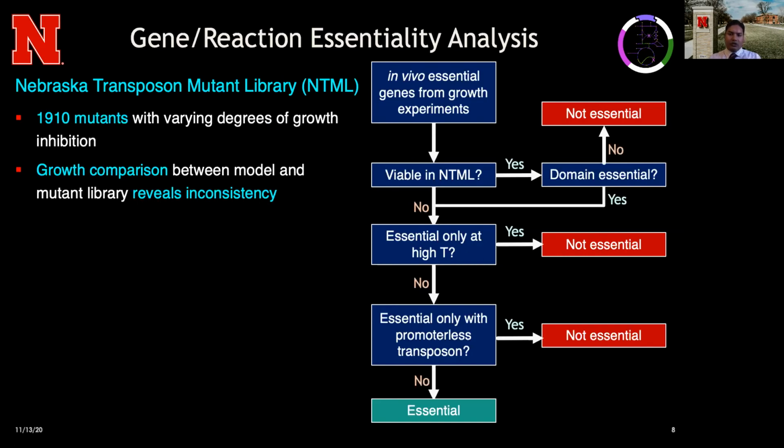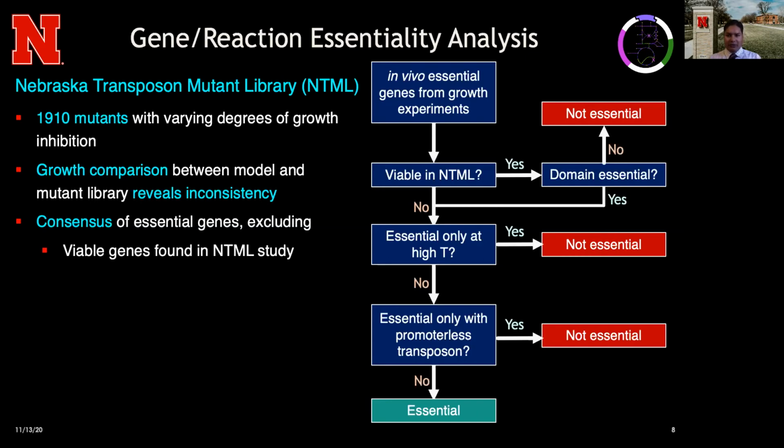Therefore, the true set of essential genes required further scrutiny, which is why, as a conservative estimate, we used a consensus set of essential genes by utilizing the existing knowledge base and also our own experimental findings. Genes reported to be essential in any sources were considered essential unless there was evidence suggesting otherwise. There were three types of positive evidence. First, mutants obtained from Nebraska's transposon mutant library were not considered essential unless found to be domain essential.